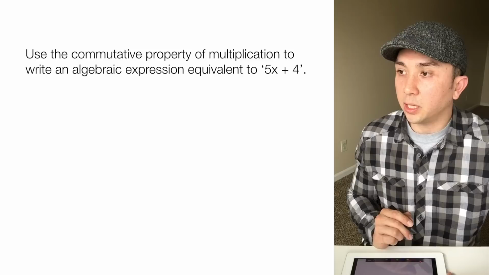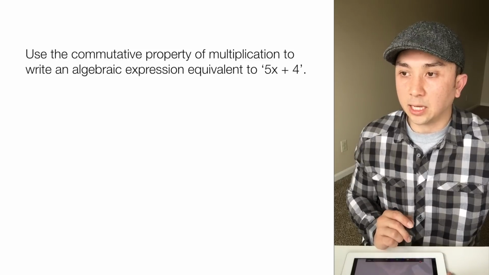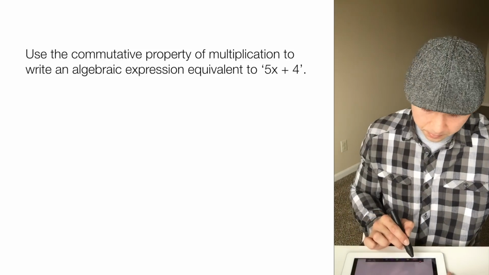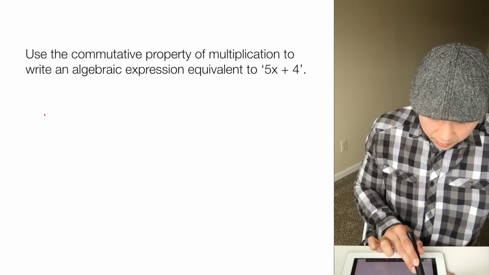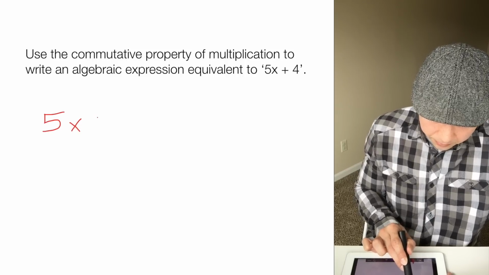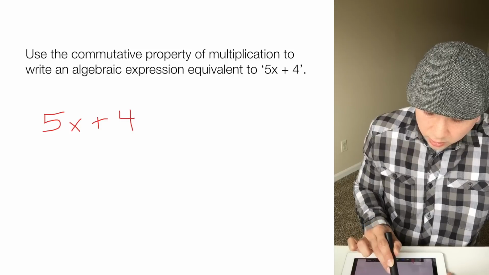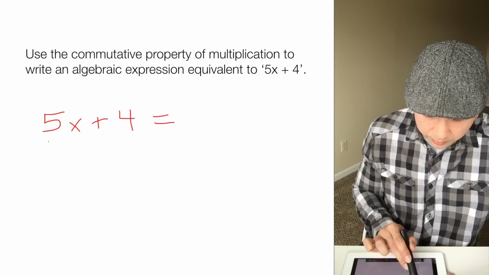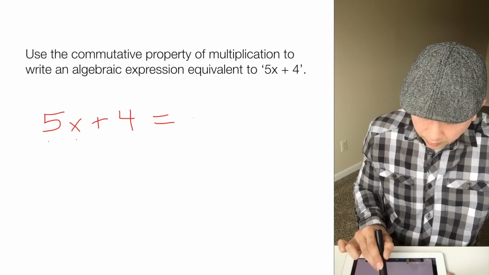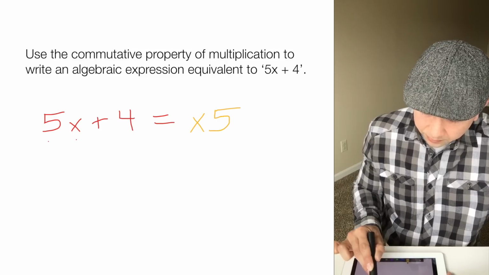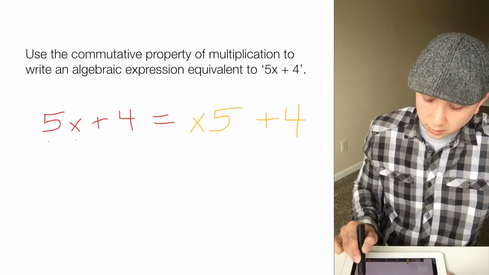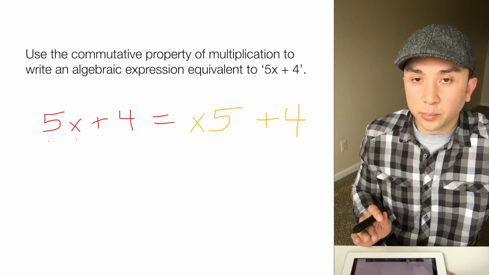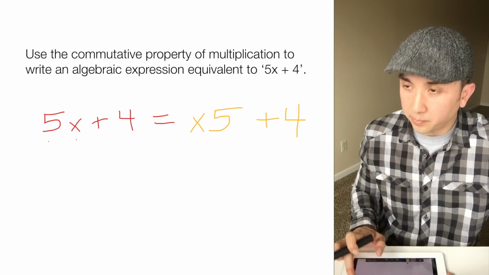Use the commutative property of multiplication to write an algebraic expression equivalent to 5x plus 4. So we have 5x plus 4. Now we know we can multiply in any order, so we could either multiply 5 times x, or we could do x times 5 plus 4. So here's the algebraic expression equivalent using the commutative property of multiplication.